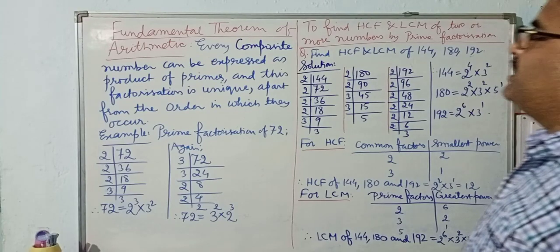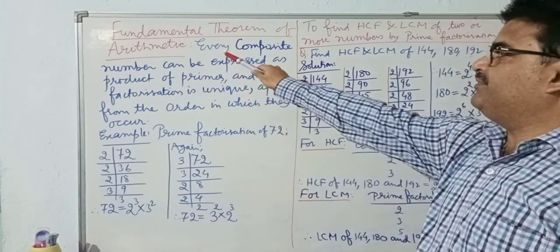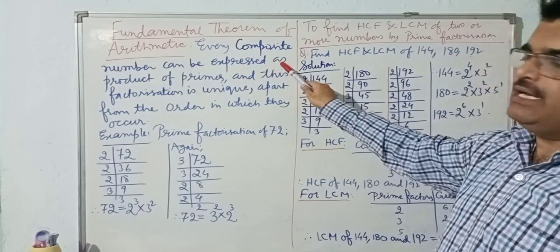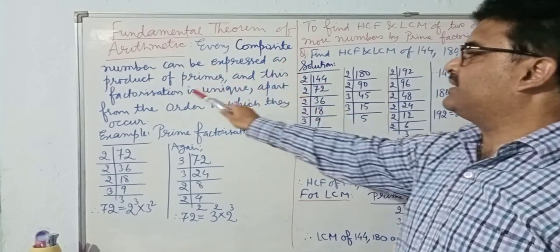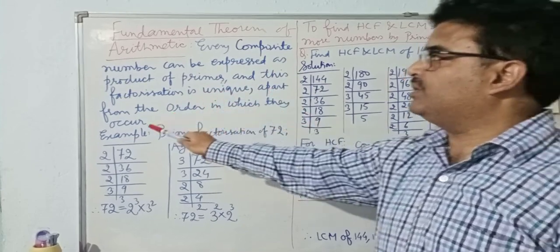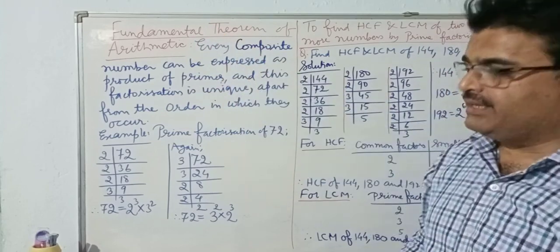Now let us learn the fundamental theorem of arithmetic. Every composite number can be expressed as a product of primes, and this factorization is unique apart from the order in which they occur. This is the statement of the fundamental theorem of arithmetic.